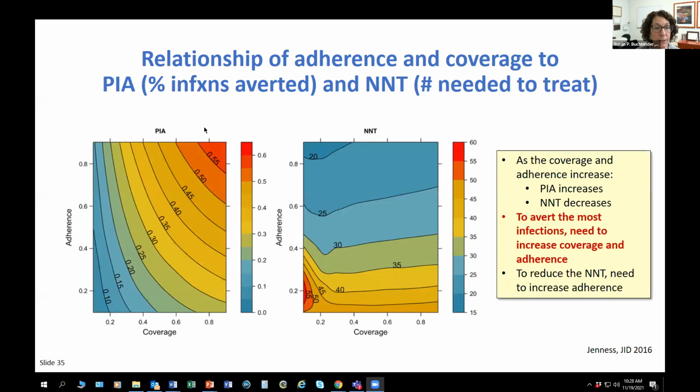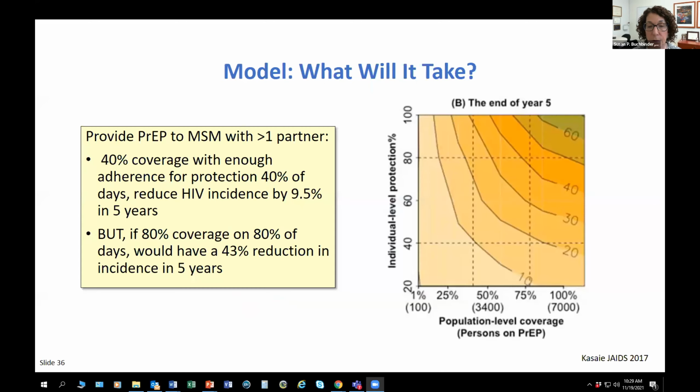To get to the highest level of the proportion of infections averted, you need to improve both coverage and adherence. For number needed to treat, however, all you need to do is increase adherence. You can increase coverage, but as you go horizontally, you're not really changing the number needed to treat. The way you change the number needed to treat is by increasing your adherence. And that's the number needed to treat to prevent 1 infection. So the numbers are actually quite good. 40% and 40% would get you at 30 people needed to treat in order to prevent 1 infection.